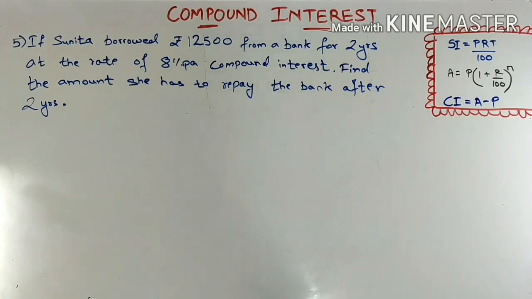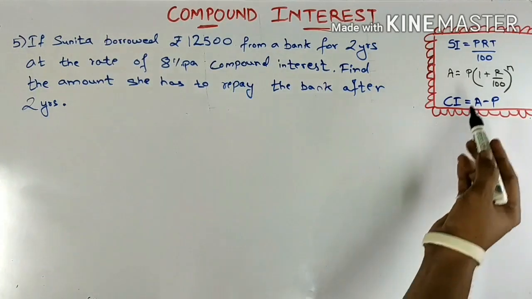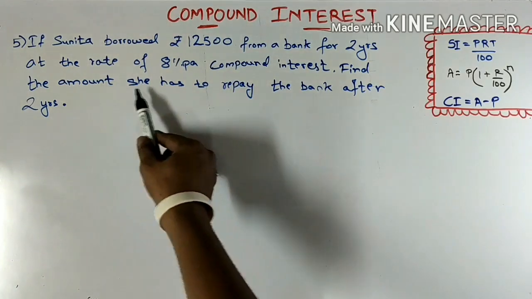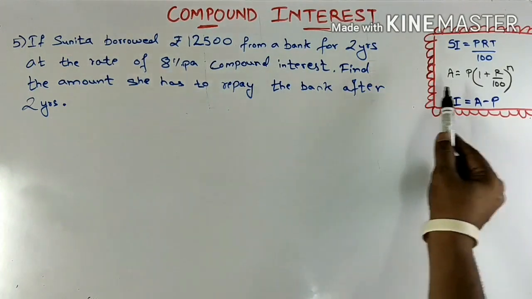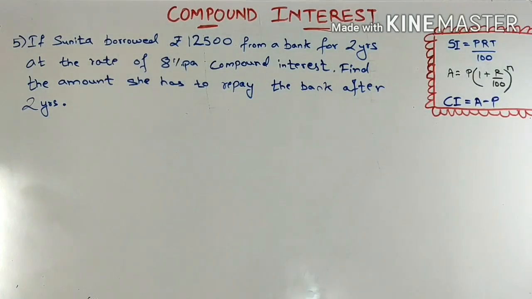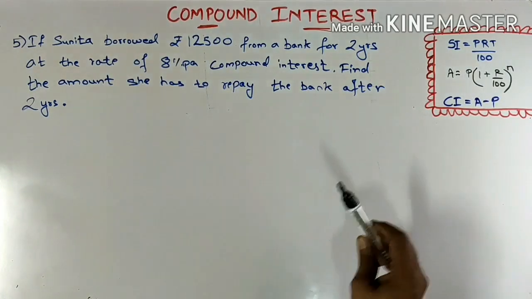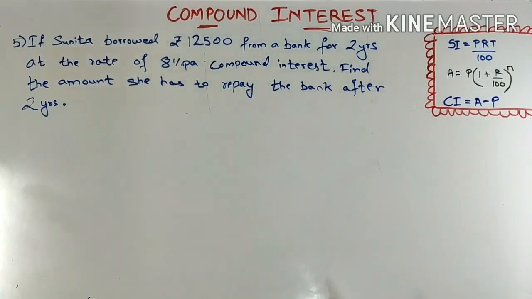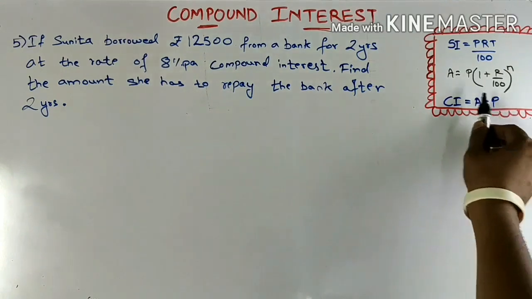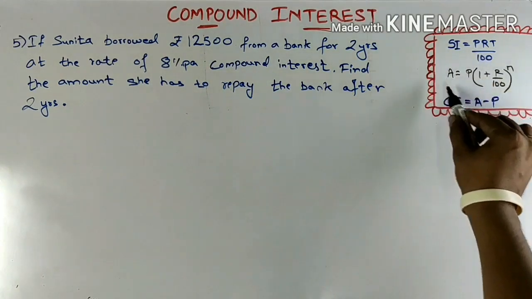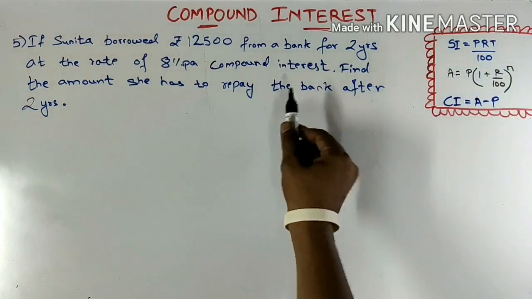And since we know it's the sum of compound interest, we'll use this formula to find the total amount, and what she'll repay the bank after 2 years will be the total amount. We are not supposed to find the compound interest. So the question only asks about the amount which she has to repay the bank after 2 years. So in this sum we won't be finding the compound interest, that is amount minus principal. We'll only be finding the total amount that she has to repay the bank.